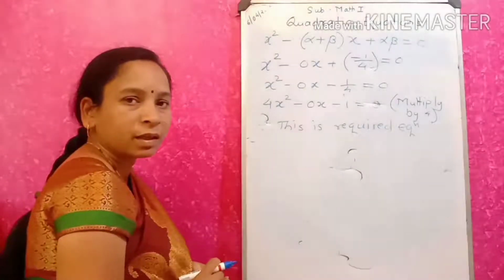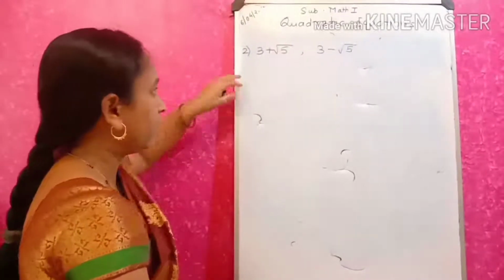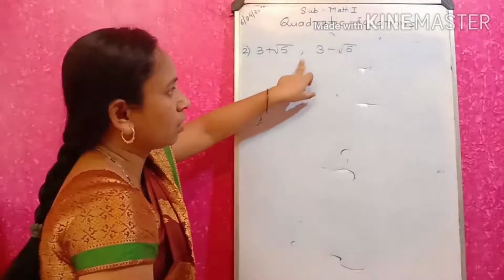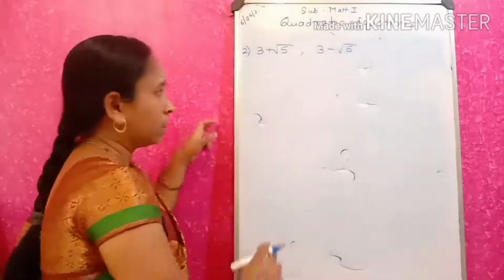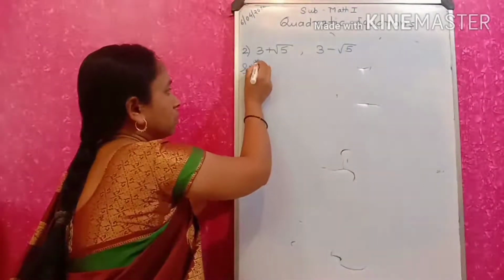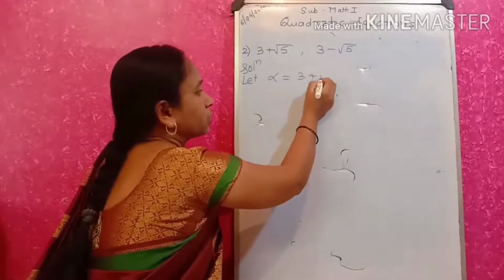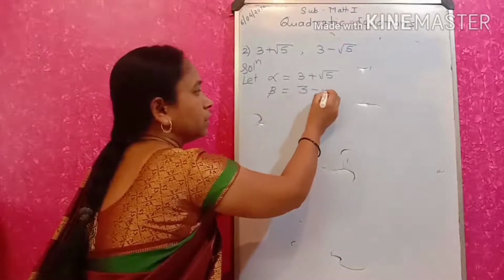Now we'll see the next example. Example number 2: 3 plus root 5 and 3 minus root 5 are the two roots of a quadratic equation, and we have to find the quadratic equation. Solution: let alpha be equal to 3 plus root 5, and beta be equal to 3 minus root 5.